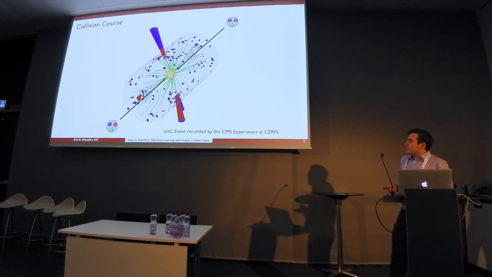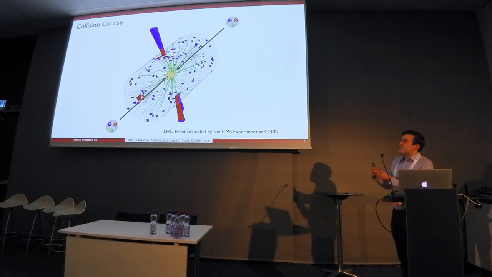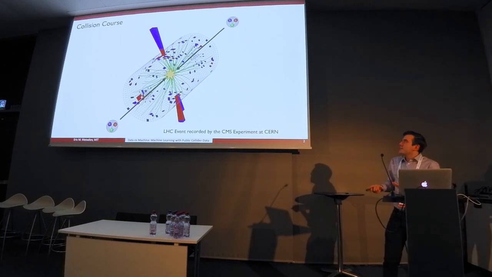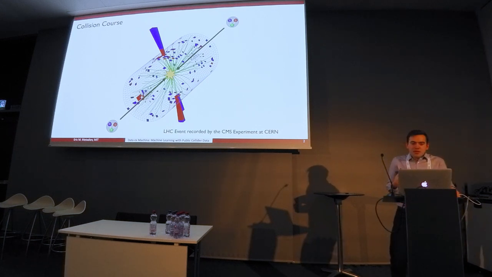So in this case, this is an event recorded by the CMS detector at the LHC. And what we have here from those two quarks is what's known as a dijet event, with two energetic sprays of particles called jets. And I'll come back to those later.